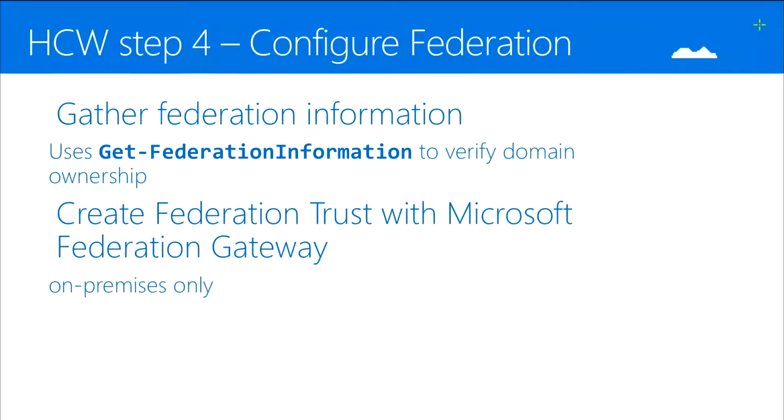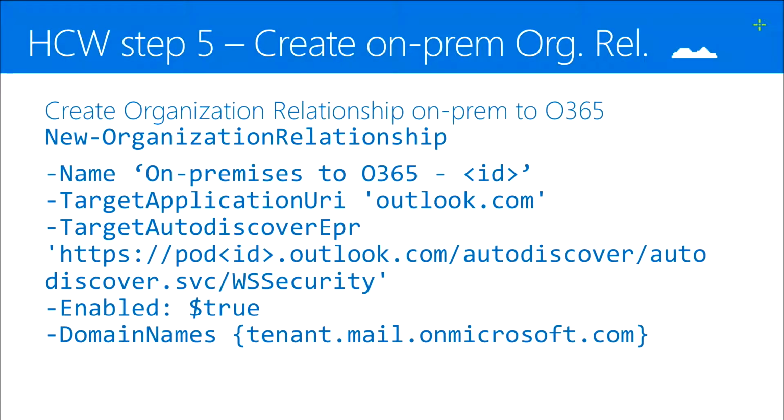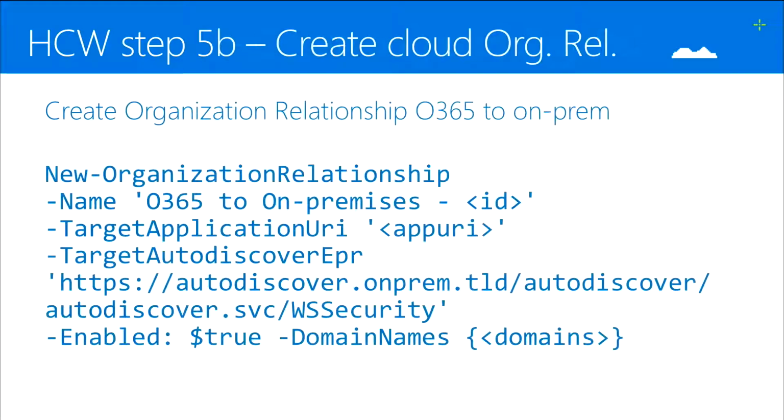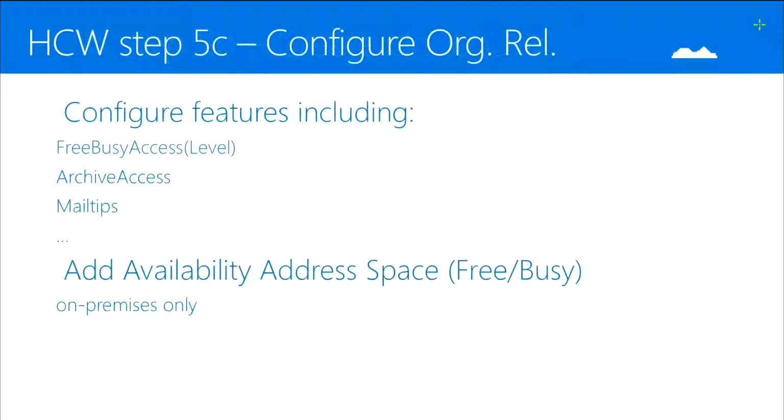So step 4, you can see get-federation information, verifying the domain. It's creating the organizational trust, that federation trust between the organization and the gateway. And step 5, you can see it's actually creating that link now, okay? And this is the script. This is what's going on underneath that. Now, of course, if you want to do an Exchange federation, you can use PowerShell, absolutely no problem. But you can also do it through the GUI as well.